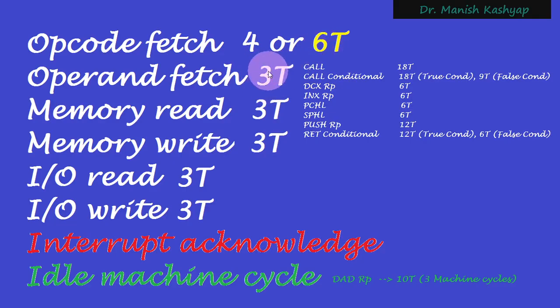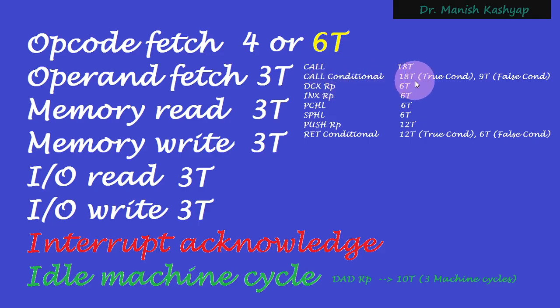So 6, 7, 8, 9, 10, 11, 12. 12 T states have been consumed, and for putting data onto the stack, we will need two memory write cycles, which will again consume 3 plus 3, that means 6 T states. So 12 plus 6 will be 18 in that particular case. So if the condition CZ, meaning the zero flag is set, is true, then the CZ statement will consume 18 T states.